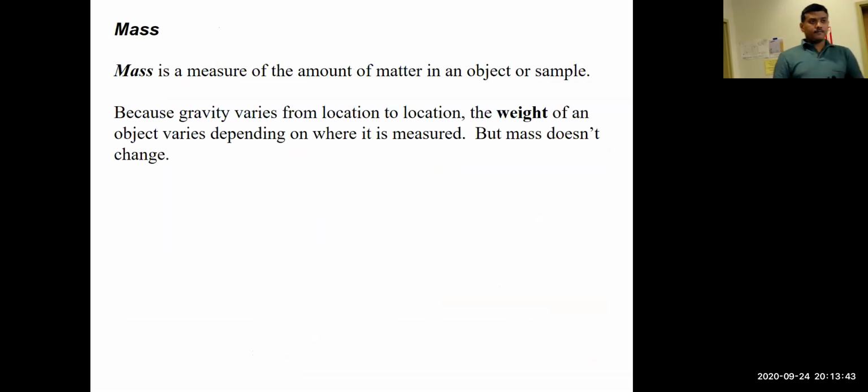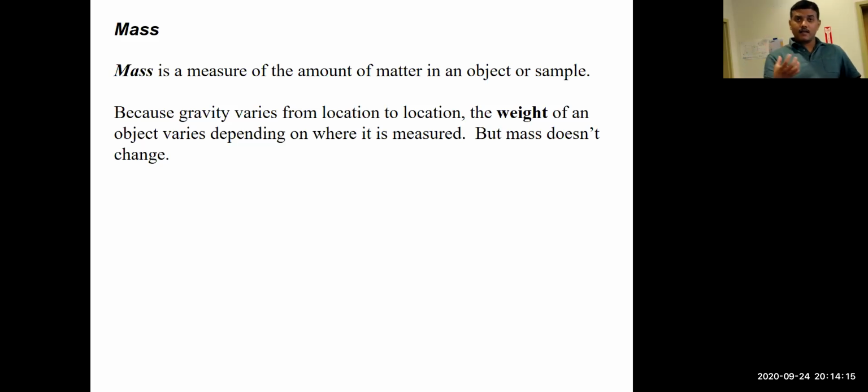All right, let's discuss the definition of mass. I've been saying mass a couple of times in this lecture. Mass is a measure of how much matter is present in an object or sample. In comparison, weight is the result of the gravitational force a mass feels. That is what we call weight.